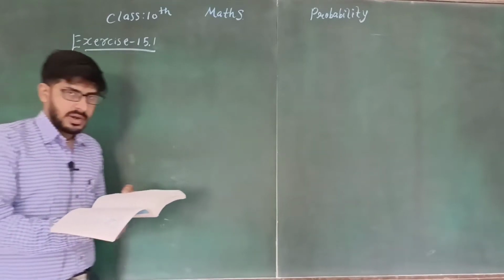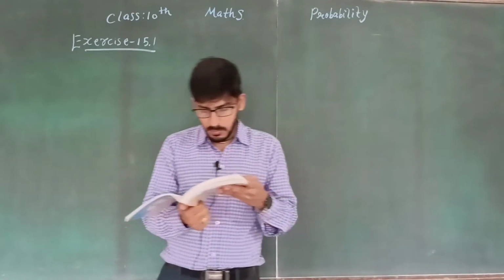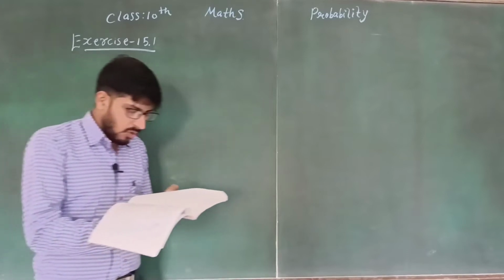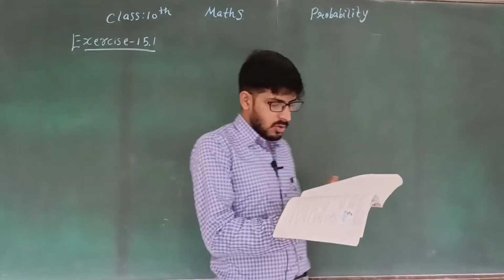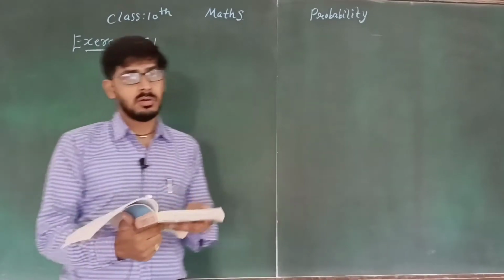Okay, question number 8 is: a bag contains 3 red balls and 5 black balls. A ball is drawn at random from the bag. What is the probability that the ball drawn is first red and second not red?